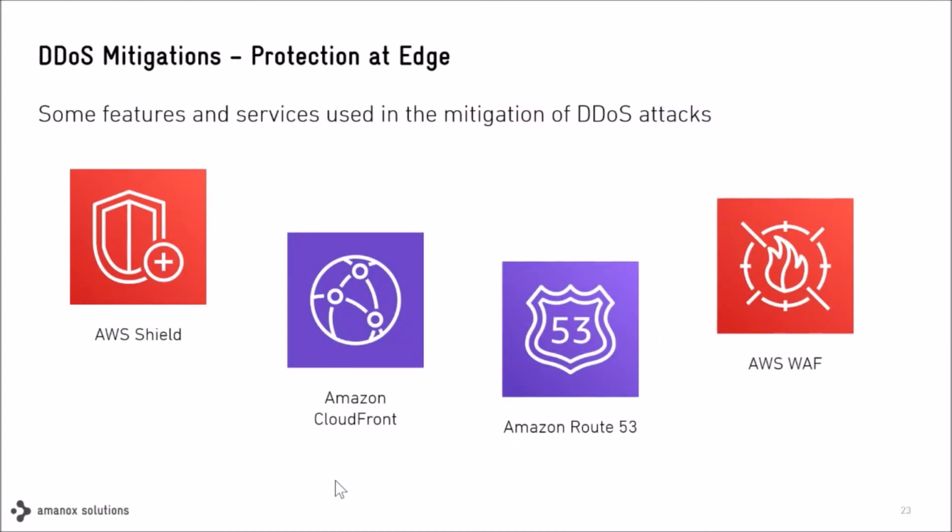So let's now have a look at how you could, for example, mitigate DDoS attacks. So a combination of AWS services can be used to do so. So these services are designed with an automatic response to DDoS attacks and can help minimize times to mitigate and reduce impact.